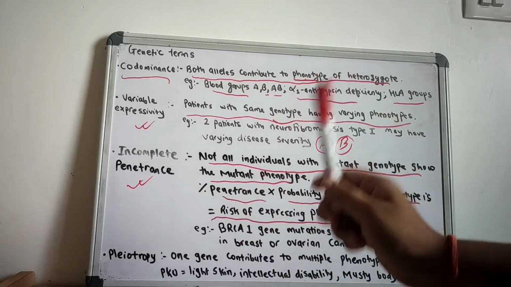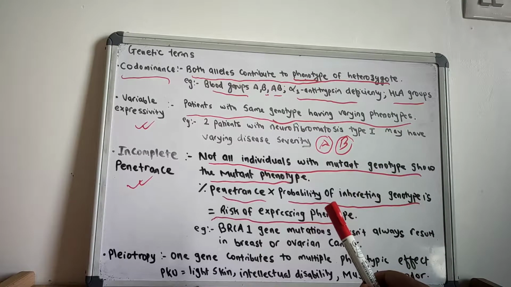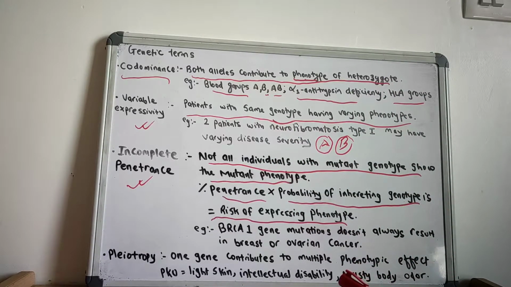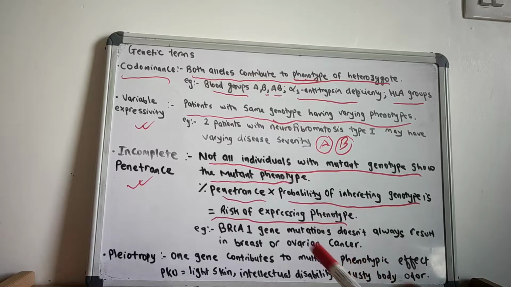If a person had complete penetrance, there would be complete expression of the phenotype, but mutant genotypes do not always result in the mutant phenotype. So you may have a mutation in your gene and yet there is no certainty of expressing the phenotype. For example, if you have a BRCA1 gene mutation, you may not contract breast or ovarian cancer in your lifetime. This is the concept of incomplete penetrance.